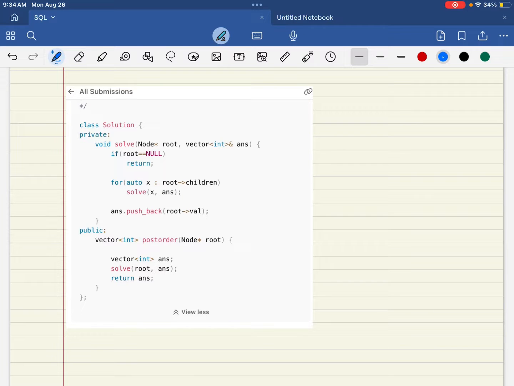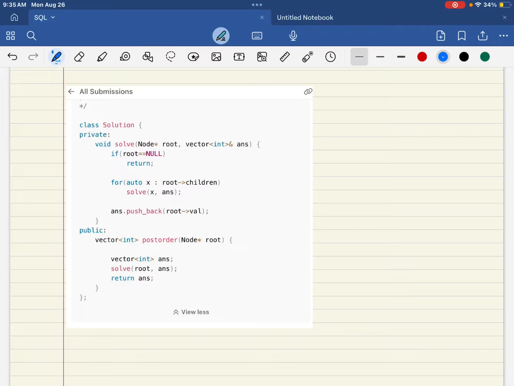Initially we start our question from this postorder function, and we are given a root node, so we initialize one answer array which will contain the answer. Then we pass root and answer to the helper, and at last we return the answer. How this solution function works is described here.